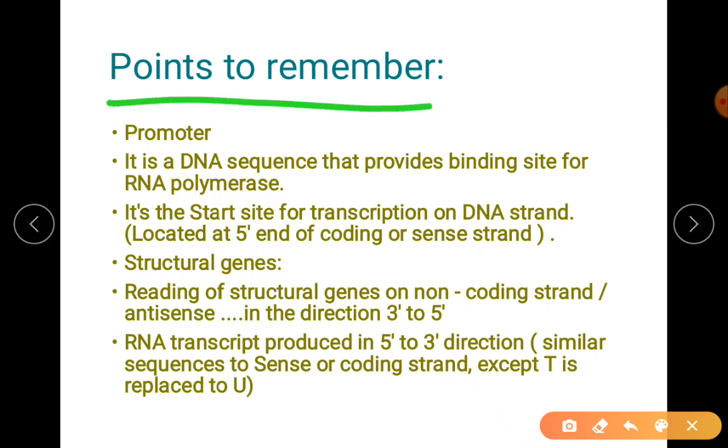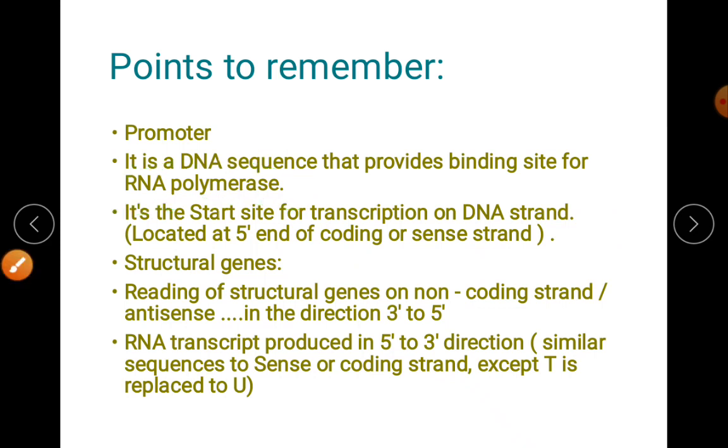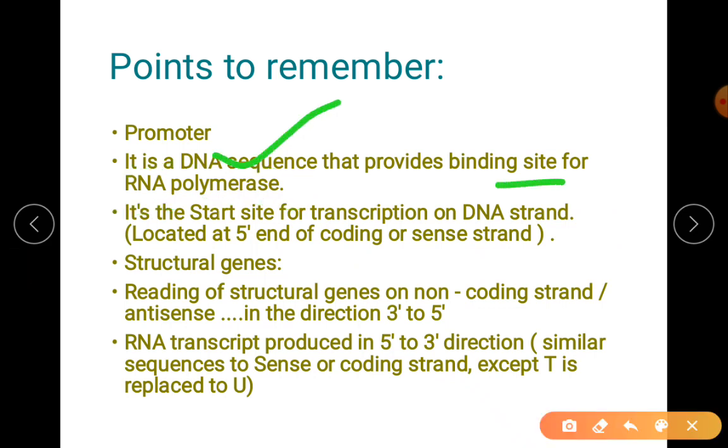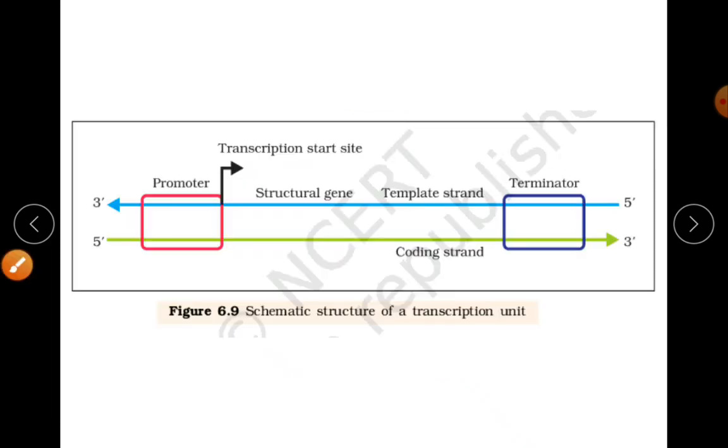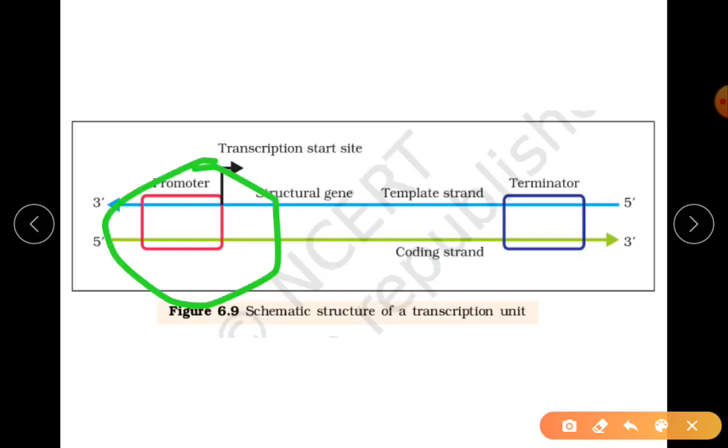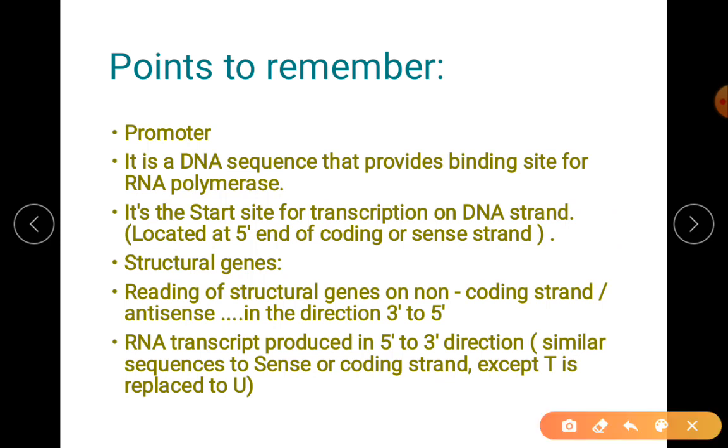So some points to remember. When I say promoter, it provides the binding site for RNA polymerase. Where is that binding site? On the DNA. So you remember this place. It is on DNA. So there is one enzyme called RNA polymerase. Now remember, RNA polymerase. Polymer forming enzyme. Polymerase. What we are producing? RNA. That's why the term for the enzyme is RNA polymerase for your transcription.